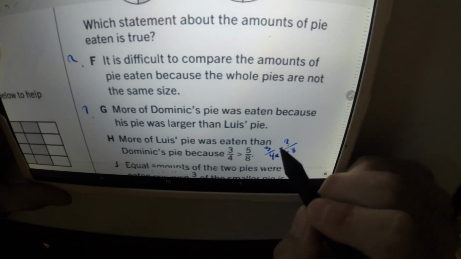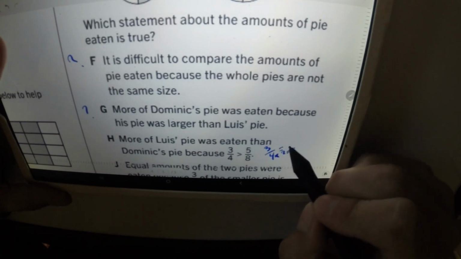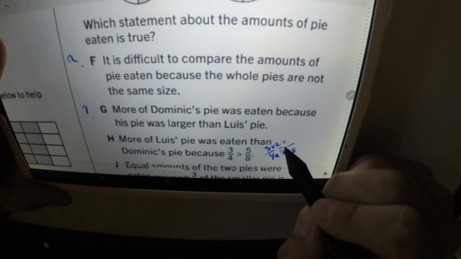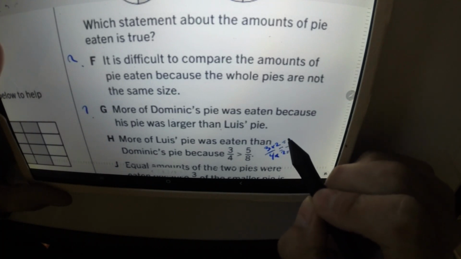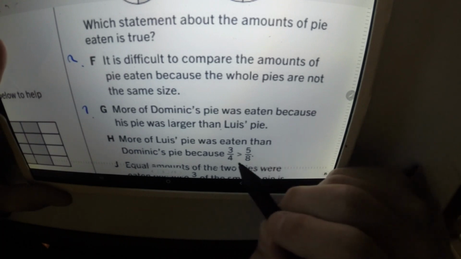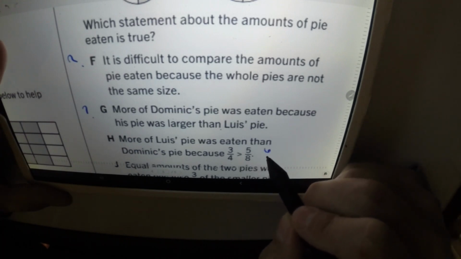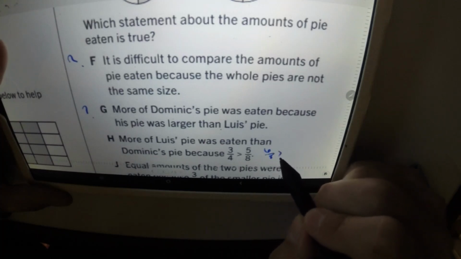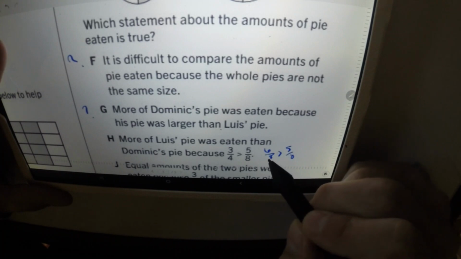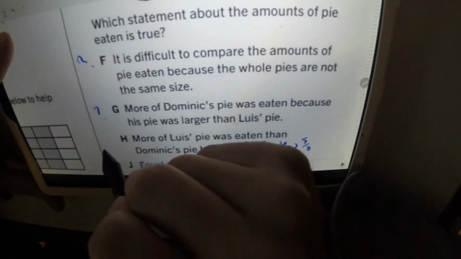So now we're going to do the same thing to the top number. 3 times 2 equals what? 3 plus 3 or 3 times 2 is the same thing. 3 plus 3 or 3 times 2 equals what? 6. So that 6 over 8 is equal to 3 over 4. So they're telling us 6/8 is greater than 5/8. Well, that's true. That is absolutely true. So we know that to be the answer.